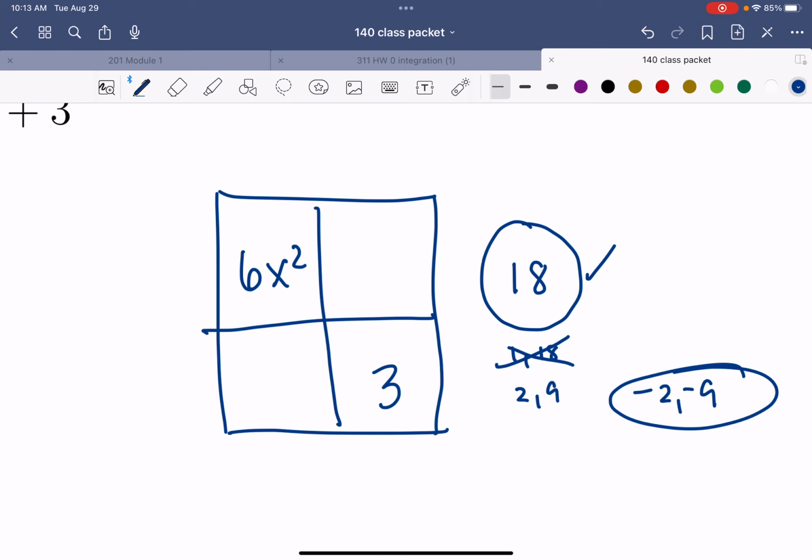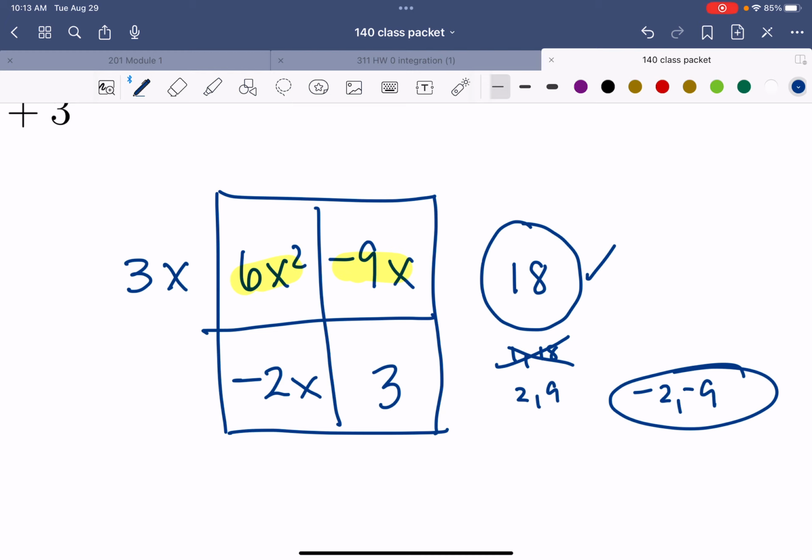So I'm going to put those in the two empty spaces. So -2x and -9x. Again, it doesn't matter which way you go with those. It's totally fine. All right, now we're looking at the top row. So I'm looking for the 6x squared and the -9x. What do they have in common? Well, they both have an x. I'm going to move that to the side. And 6 and -9 both have a common 3. So I'm going to pull that out to the side.